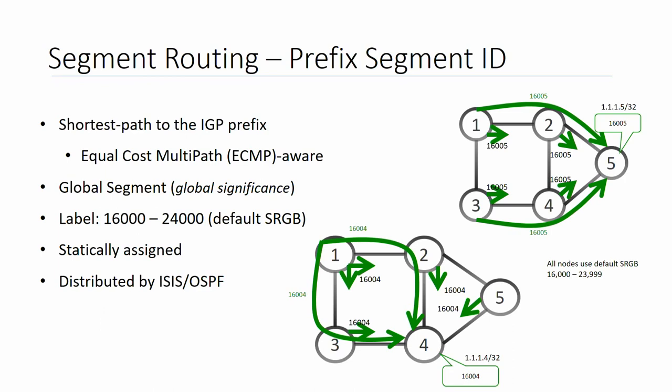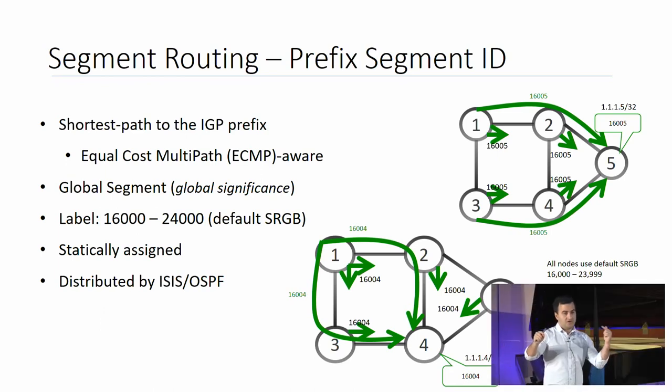So if you think about LDP, how would you do the same? In LDP, if you forward the traffic from node 1 to node 5, it doesn't necessarily mean that you will have the same labels all the way. Why? Because node 1 might assign, I don't know, label number 5 for node 5. Node 2 might assign label 6 for node 5, which means it's not unique. In our case, node 5 will assign 16,005. It will be distributed via ISIS, so everyone in the domain will know, okay, 16,005 belongs to node 5.